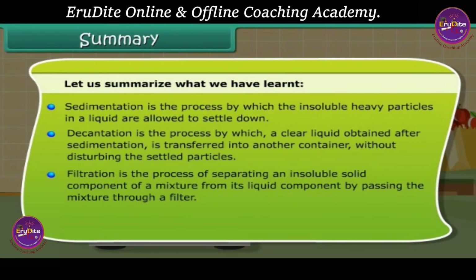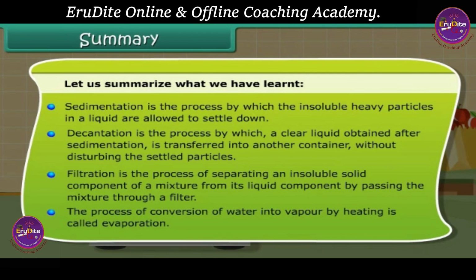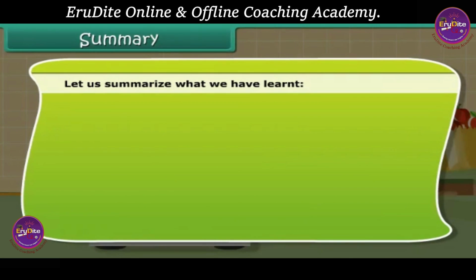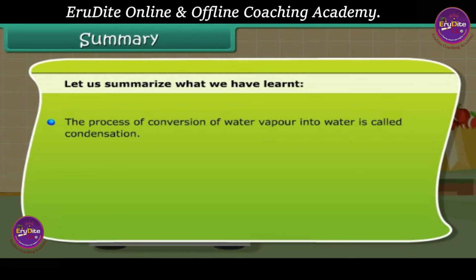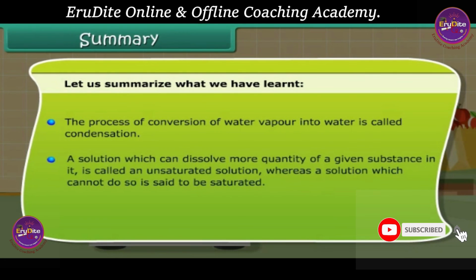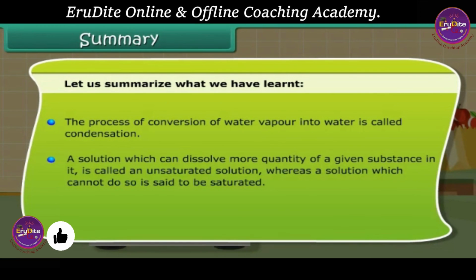Filtration is the process of separating an insoluble solid component of a mixture from its liquid component by passing the mixture through a filter. The process of conversion of water into vapor by heating is called evaporation. The process of conversion of water vapor into water is called condensation. A solution which can dissolve more quantity of a given substance in it is called an unsaturated solution, whereas a solution which cannot do so is said to be saturated.